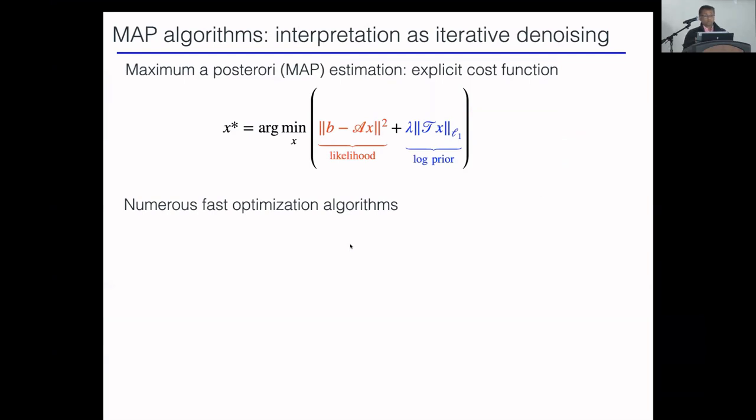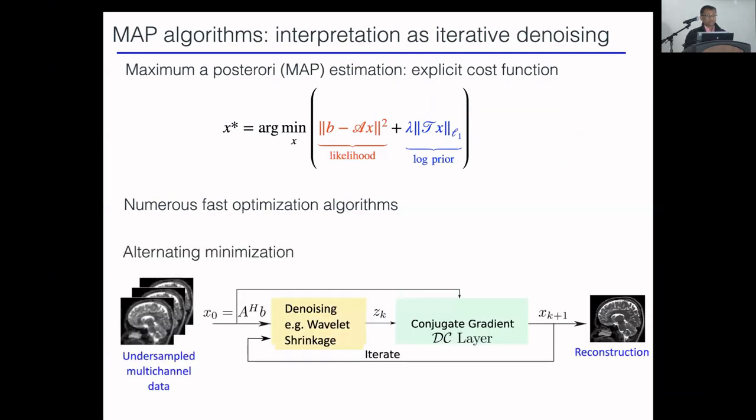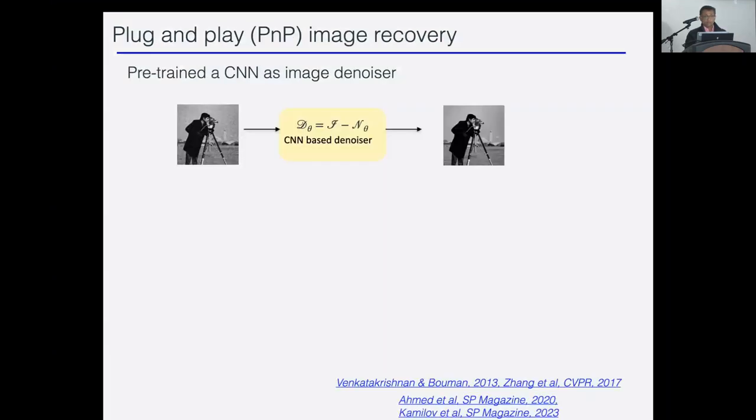So basically, a classical way is to pose this as a maximum a posteriori estimation method. So you have a likelihood and a log prior. And for example, in compressed sensing, you use the standard L1 loss. And there are numerous fast optimization algorithms. One of those approaches is an alternating minimization scheme where you alternate between a denoising, which is a wavelet shrinkage, and a conjugate gradient layer. And then you iterate through this until convergence.